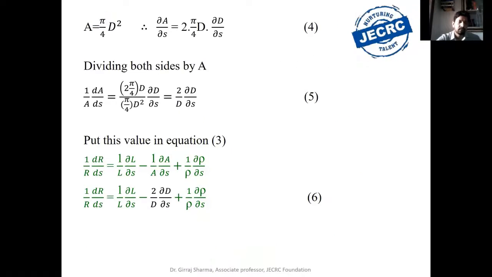Now we also know that the cross-sectional area of this wire is equal to pi by 4 d square, where d is the diameter. If we again partially differentiate this expression with respect to S, we'll get equation number 4. And if we divide equation 4 on both sides by capital A, we'll get the expression 1 upon A del A by del S, which is given by equation number 5. We can put this value in equation number 3 so as to get the final expression in equation number 6.